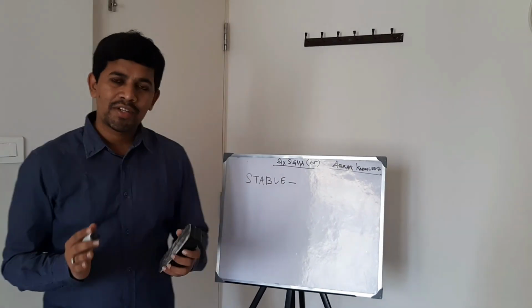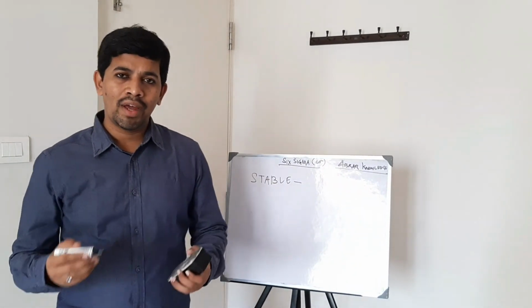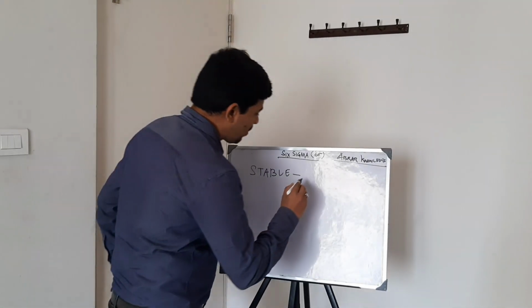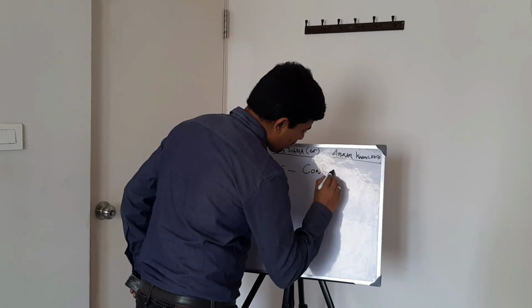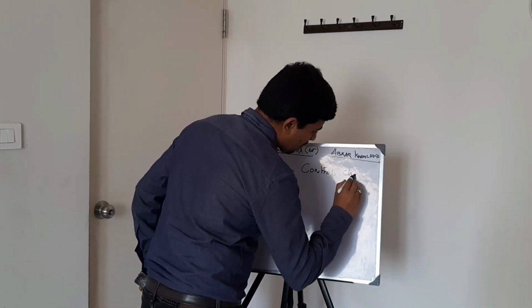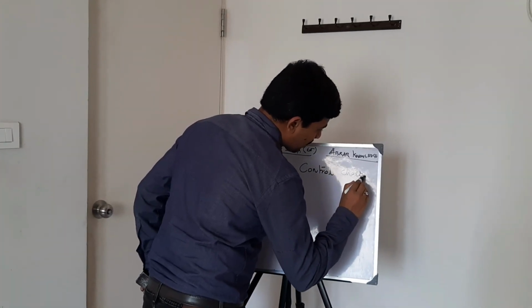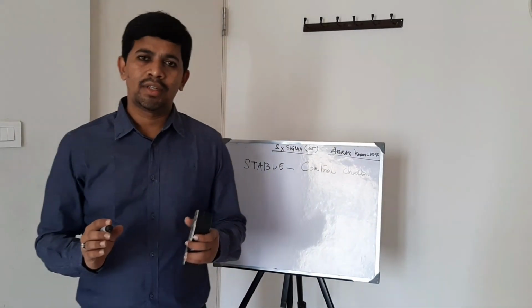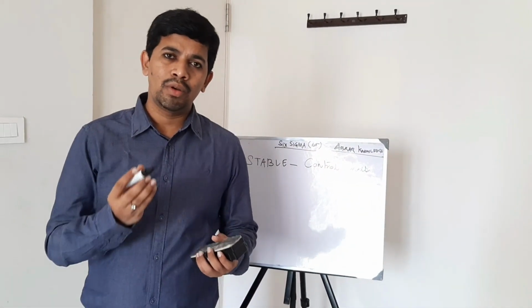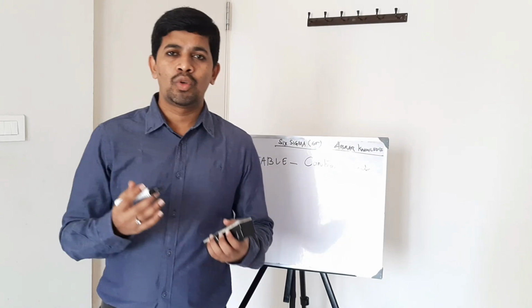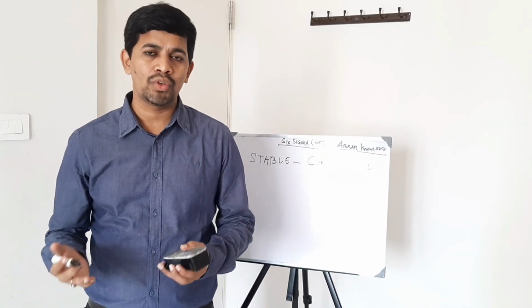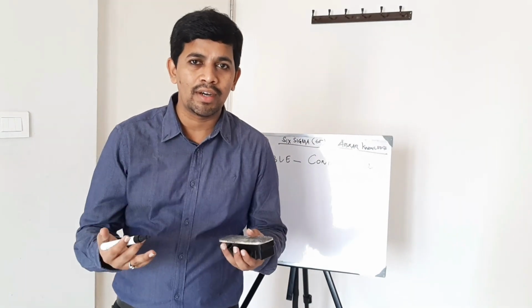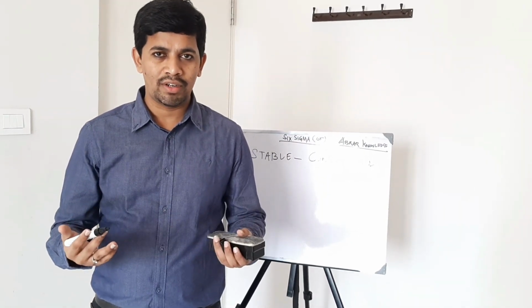Whether the process is stable or not. For that we can use something called a control chart. Control charts depend upon your data. If your data is discrete, that's a different control chart we need to use. If your data is continuous data, you need to use a different chart.